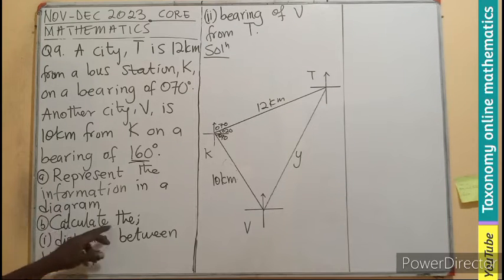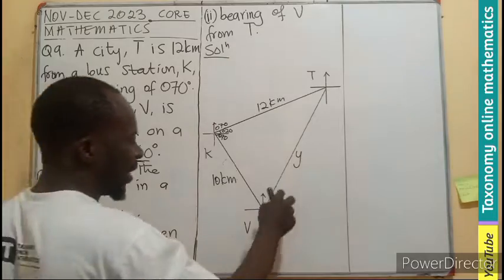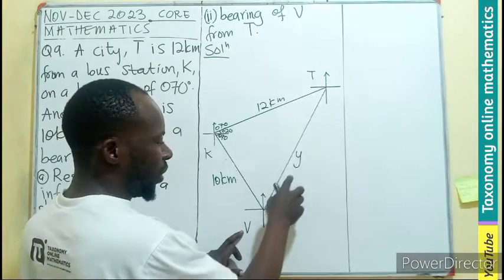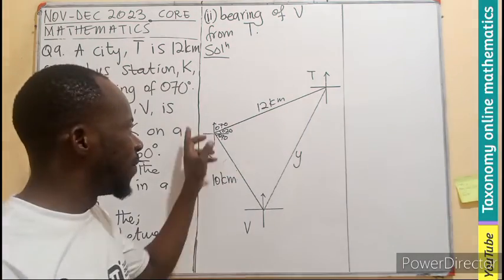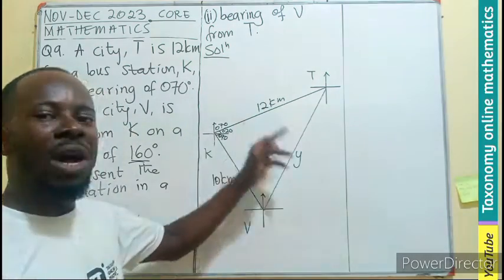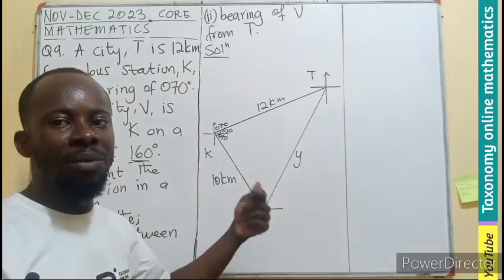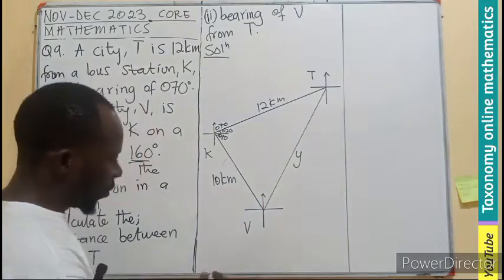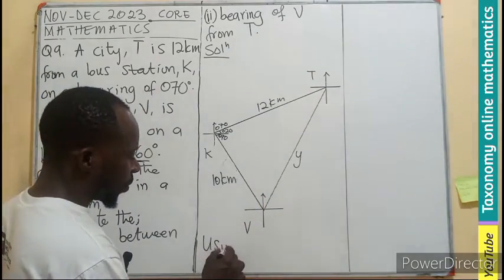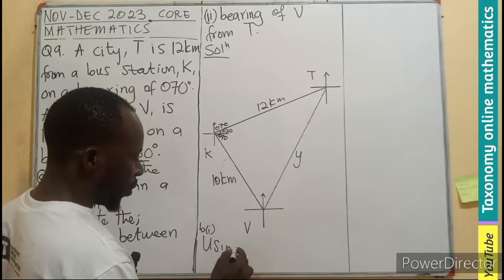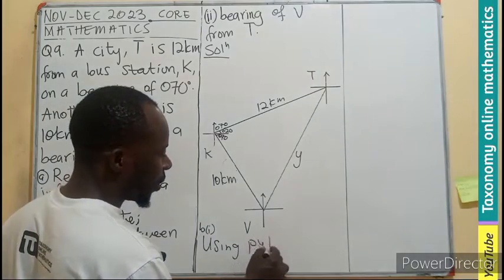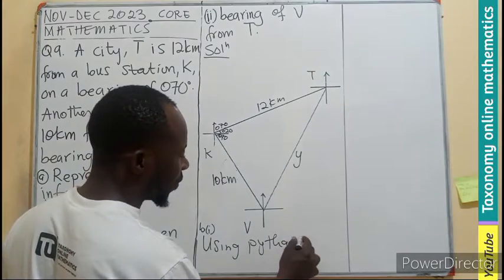The second part is to calculate the distance between V and T, which we are representing as y. And since I mentioned that this is a right angle triangle, Pythagoras theorem can be applied. Alright. So we can say that this is going to be, using Pythagoras.